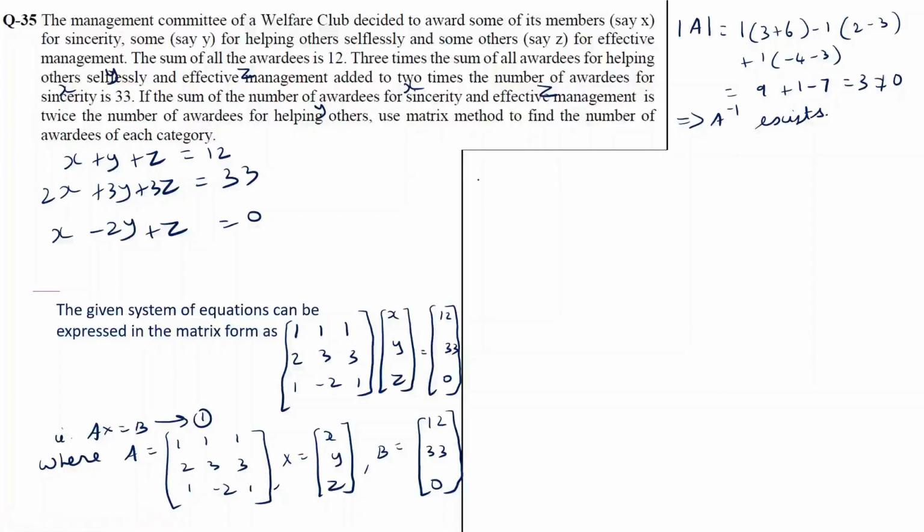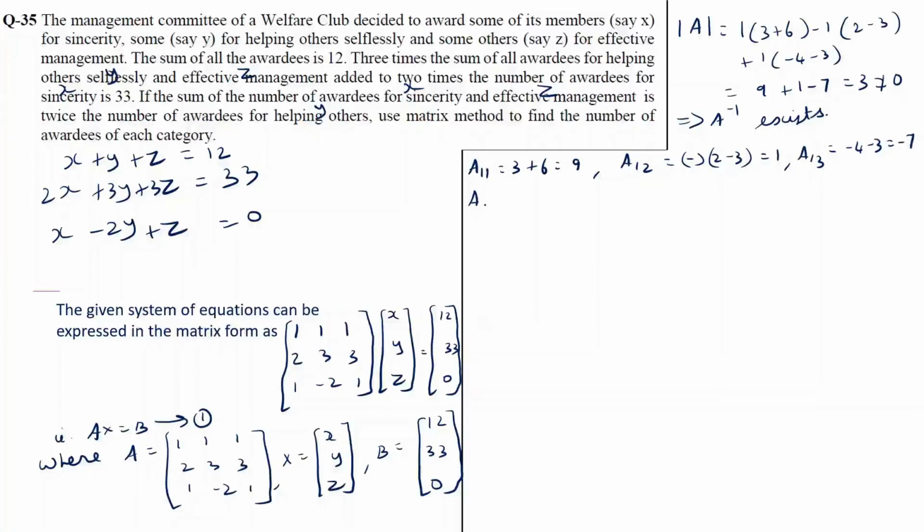So for that, let us find the cofactors of each of these elements. A11 will be leaving first row, first column. So it is 3 plus 6, equal to 9. Then A12, leaving first row, second column, negative of 2 minus 3, so it is plus 1. Then A13 will be leaving first row, third column. It is minus 4 minus 3, minus 7.